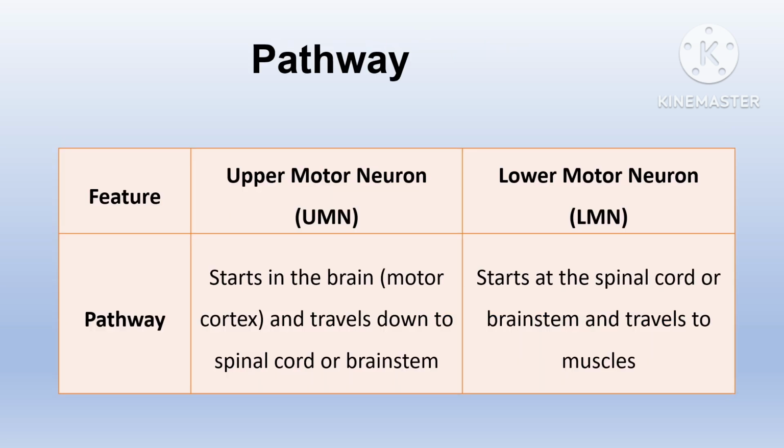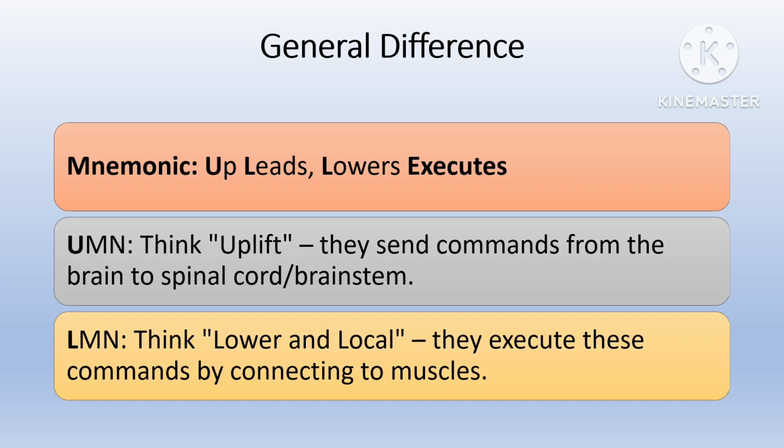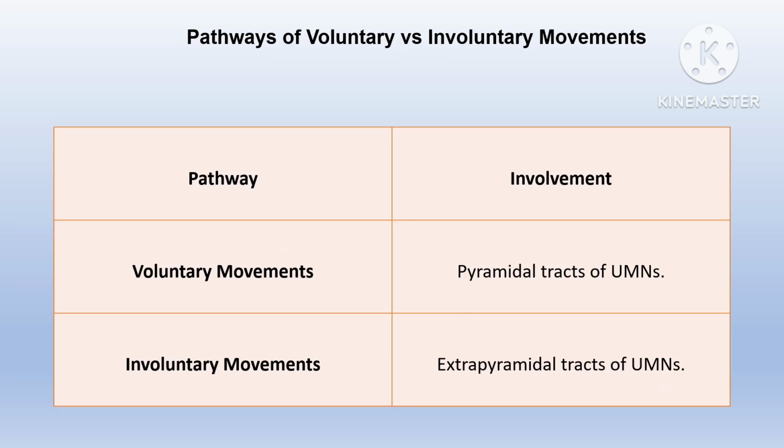When they receive the signal from the upper motor neuron, they make the muscle contract and create the movement. So, the upper motor neuron leads the signal from above and the lower motor neuron executes it at the muscle level. This is why the mnemonic "up leads and the lower executes" helps in remembering their roles. Let's discuss the divisions of upper motor neuron and the lower motor neuron.